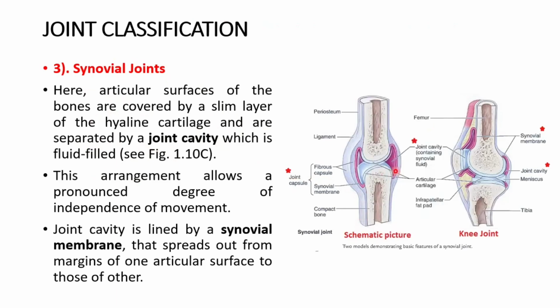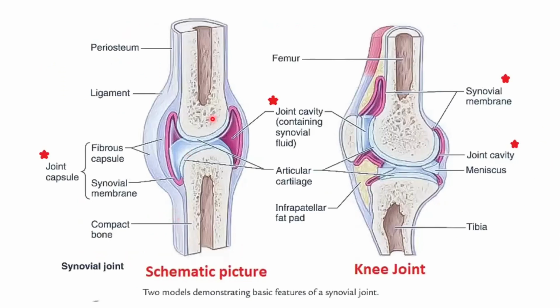Anyways, the joint cavity is lined by the synovial membrane that spreads out from the margins of one articular surface to those of the other. Here you could see this is enlarged already. The joint capsule is there. This is the outer fibrous capsule, and inside it is lined by the synovial membrane, and inside it is the joint cavity containing the synovial fluid, as you can see with the laser and the asterisk.